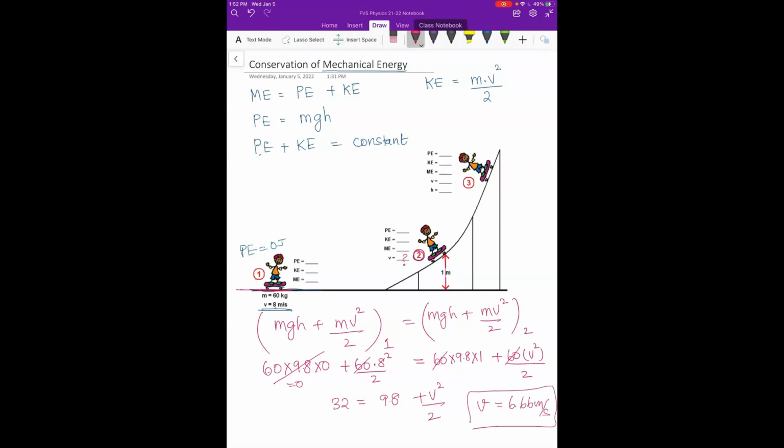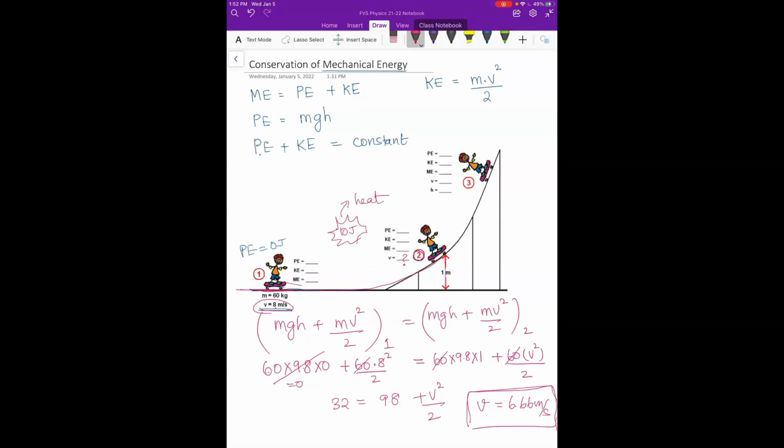So notice that as it goes up, potential energy increases, kinetic energy decreases, which is why the speed here is less than the starting speed of 8 meters per second. Now, what will happen if there is friction that comes into play? If there is friction, and let us say he loses a certain amount of joules due to friction. Let us say as he goes from here to here, he loses about 10 joules as heat due to friction.